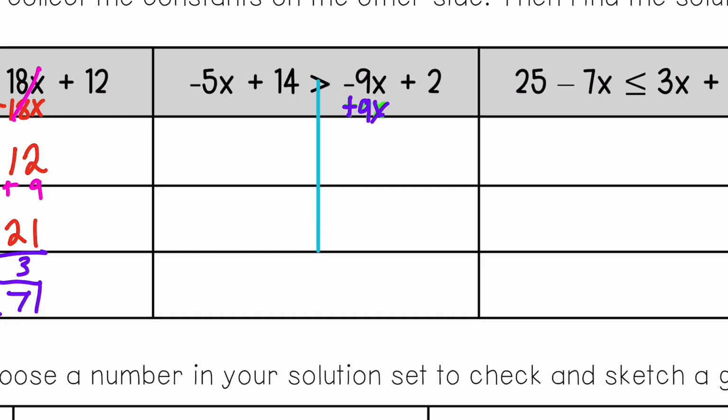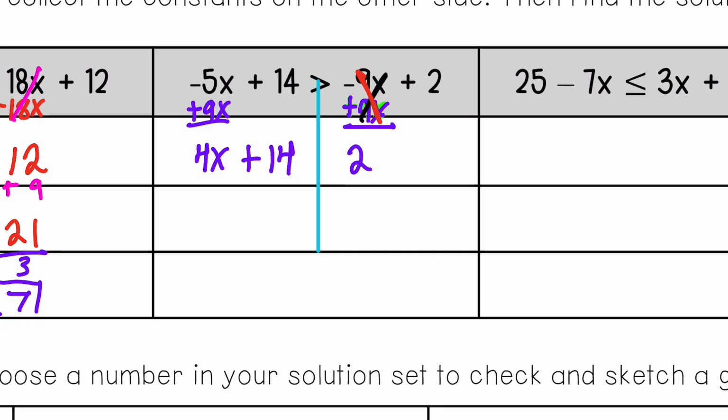If I add 9x to the right, I need to add 9x to the left. My -9 and +9 go away. And -5x plus 9x is going to give me positive 4x plus 14. From there, my 2 falls down.